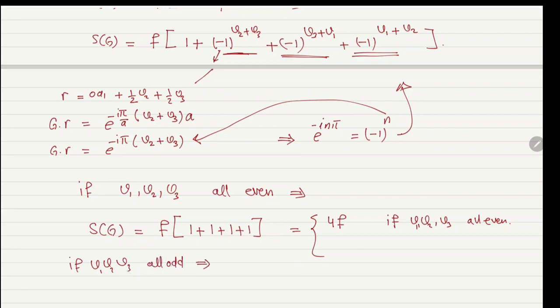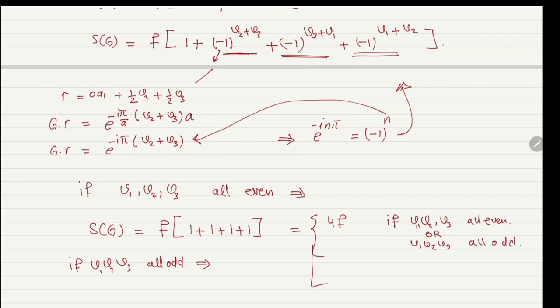Now, if V1, V2, V3 all odd, let's see what's going to happen here. V2 plus V3, odd plus odd is even, in this case, this one here equal to 1. Now, this one here, again, odd plus odd is even. Minus 1 to the power even number is 1, and minus 1 to the power even number is 1. In this case here, 1 plus 1 plus 1 plus 1, it's equal to 4f. So that holds if V1, V2, V3 all odd.